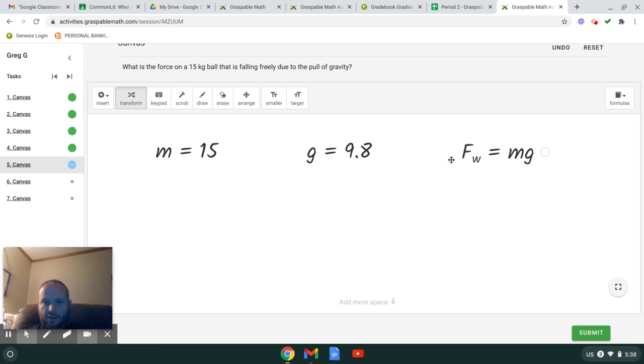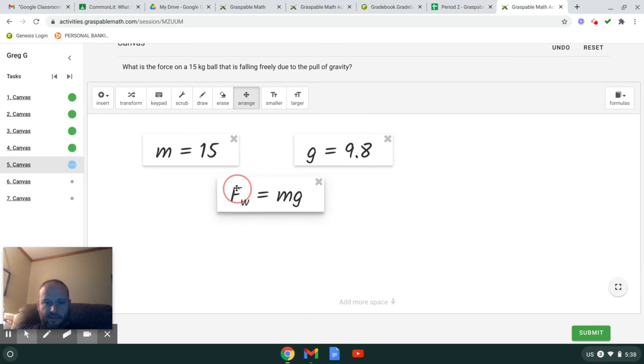And you can keep them just the way that they are right here. I could rearrange if I want. I could click rearrange, and I can move this over if I want, just so it's all kind of together. But it's up to you. It doesn't really matter.